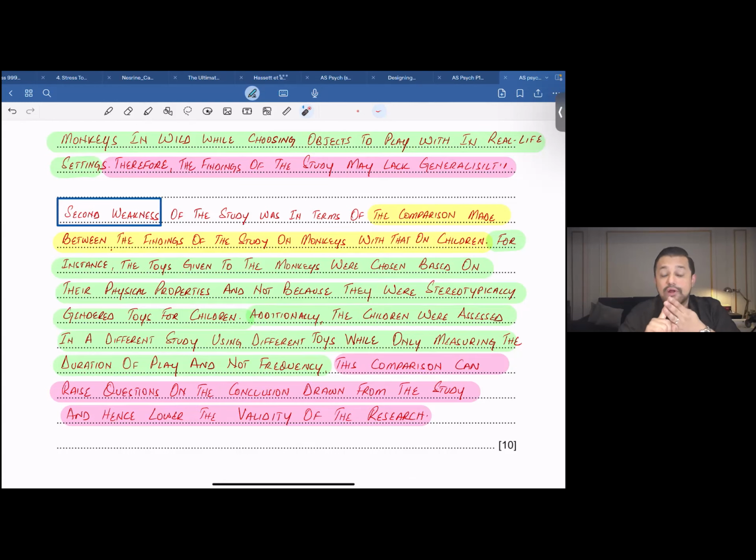And there are a couple of frequent evaluative points that the examiner uses. For instance, it could be ethics, it could be validity, it could be reliability, it could be operationalization, it could be experimental design for experiments, it could be a particular type of experiment, so on and so forth.